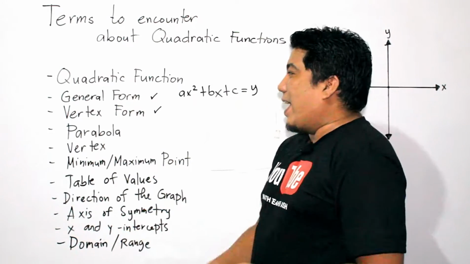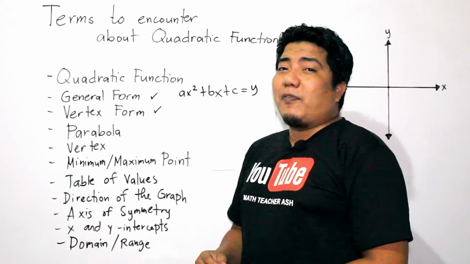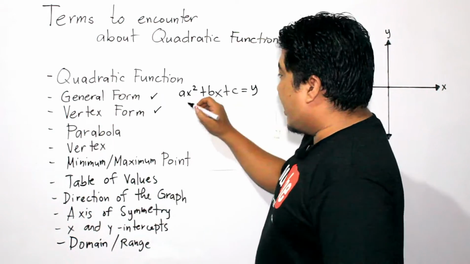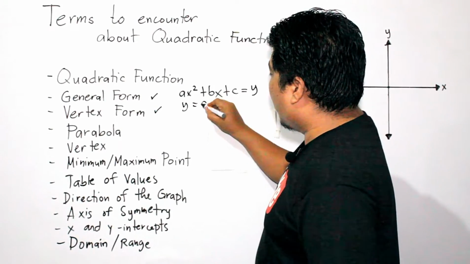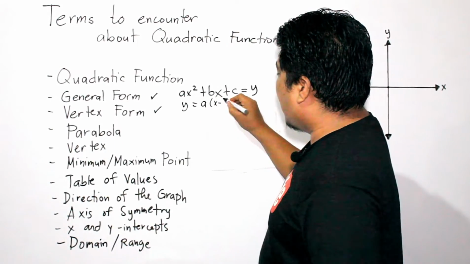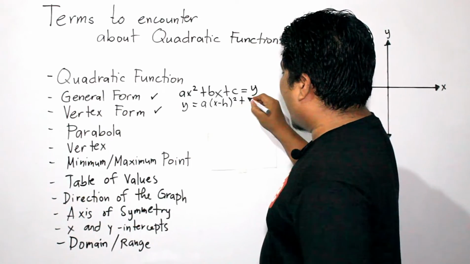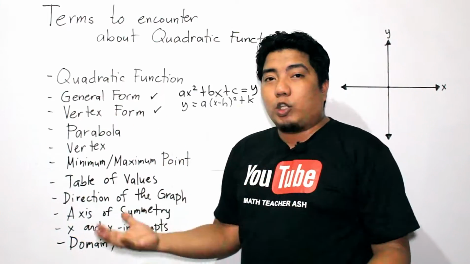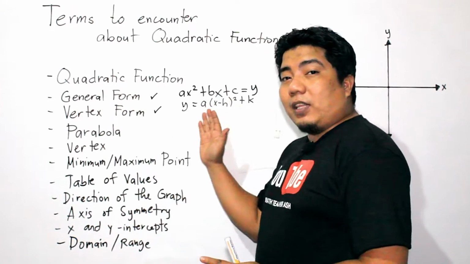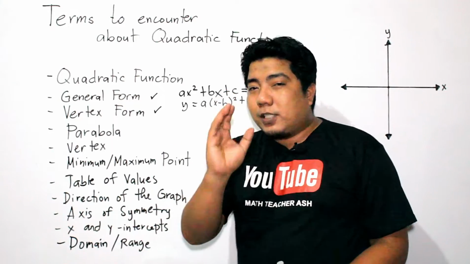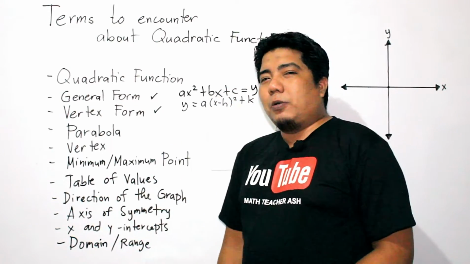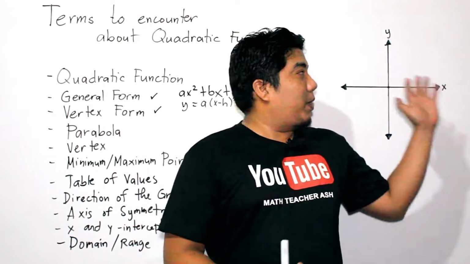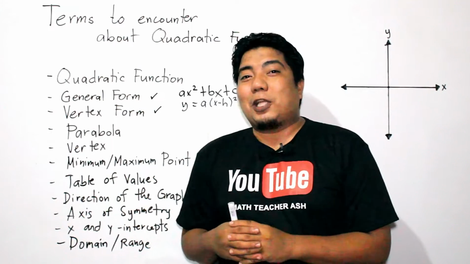Easy, right? Okay. Now, what is the other form of a quadratic function? That is the vertex form. The vertex form says that y is equal to a times x minus h squared plus k. In which, since this is vertex form, we are talking about the vertex. And if your quadratic function is in this form, by just looking at it, you can now determine the vertex of the graph of that quadratic function, which will be placed in our Cartesian plane.